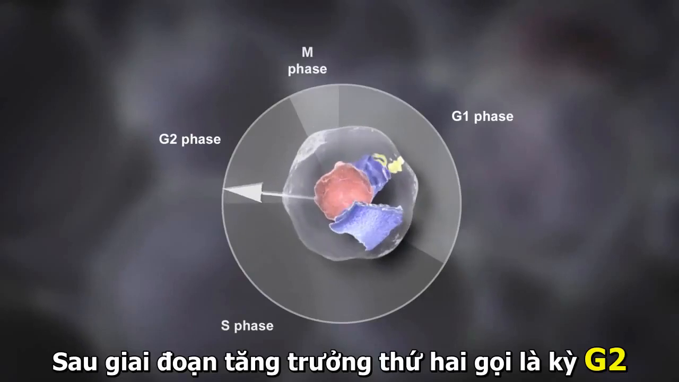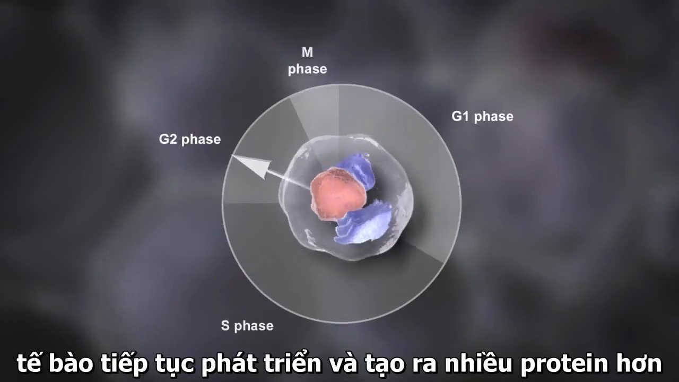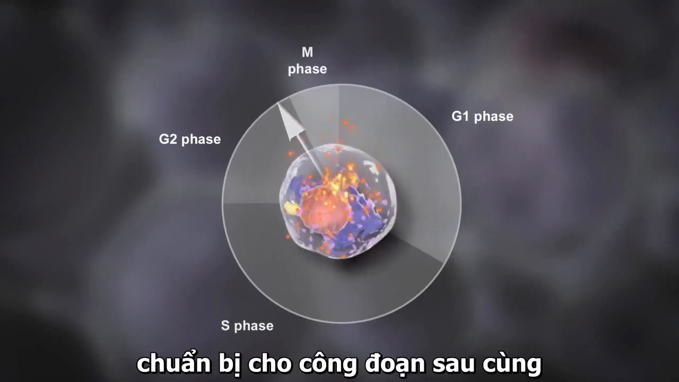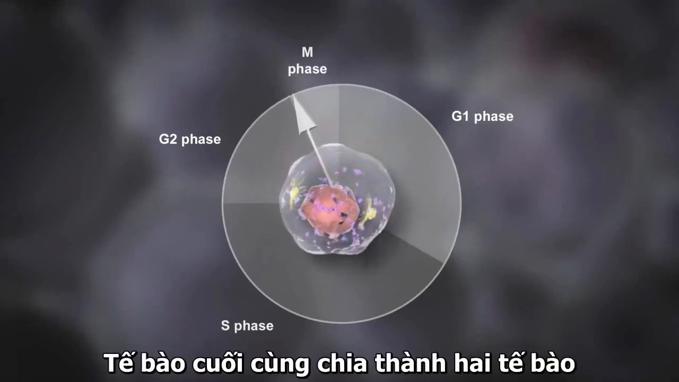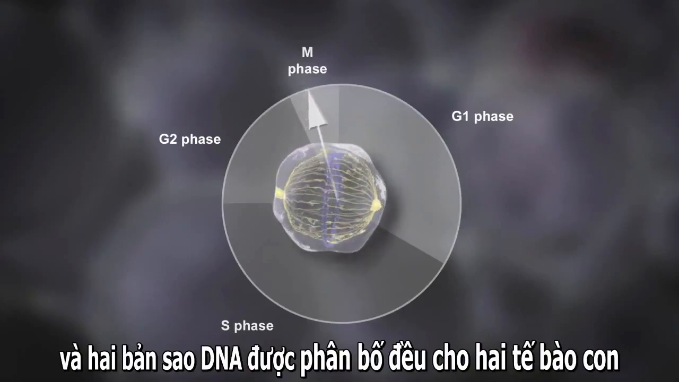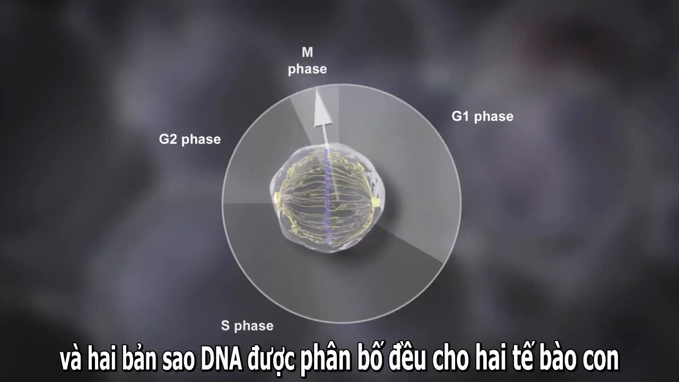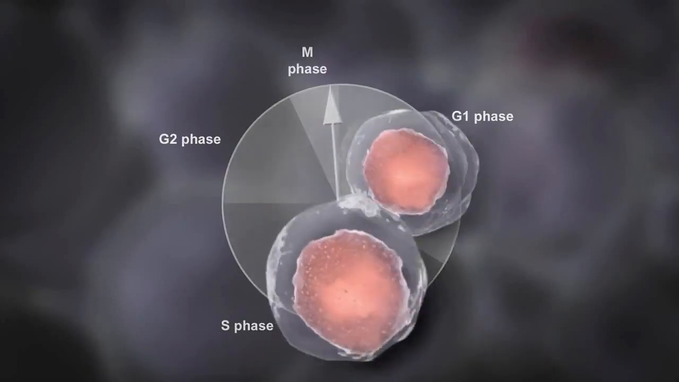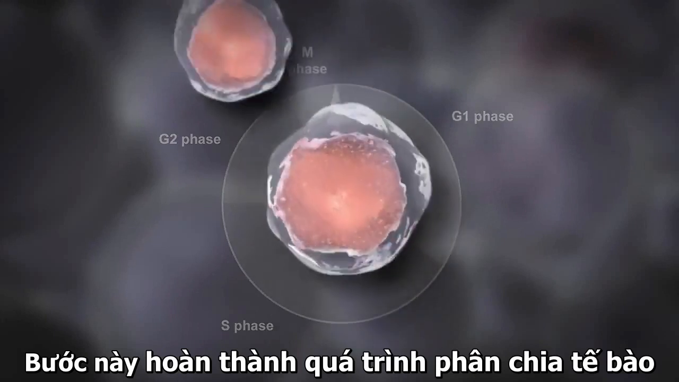After a second growth phase called G2, the cell continues to grow and make more proteins for the final stage. The cell finally splits into two cells, and the two copies of DNA are distributed equally between the two daughter cells. This is called the M phase or mitosis. This completes the process of cell division.